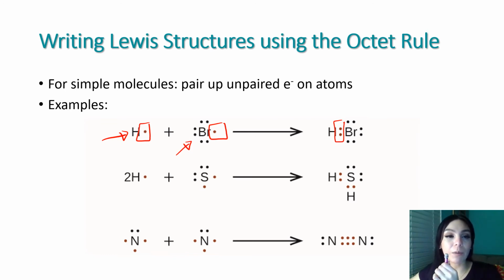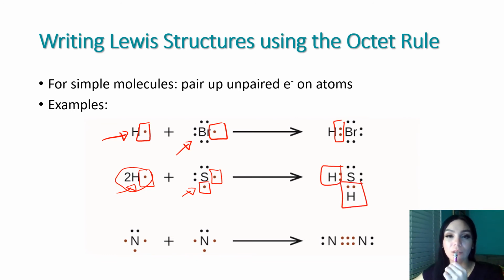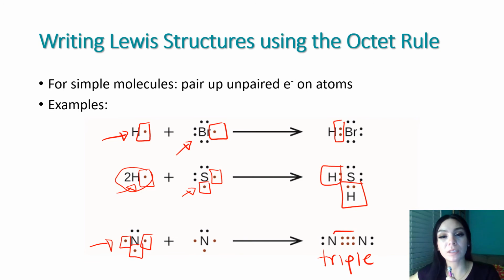Now, for example, we have 2 hydrogens and 1 sulfur. Each hydrogen has 1 unpaired electron, and then that sulfur has 2 unpaired electrons right here. So what's going to happen is that each of those hydrogens is going to form a pair with both of those unpaired electrons on the sulfur. So again, you just pair them up. Here we have nitrogen. Each nitrogen has 3 unpaired electrons, so they come together and they form 3 bonds between those 3 unpaired on each, and then they form a triple bond right here. So it's 6 electrons total being shared between the 2.